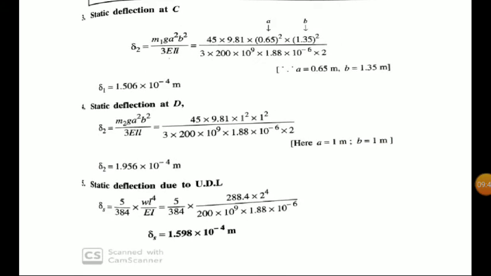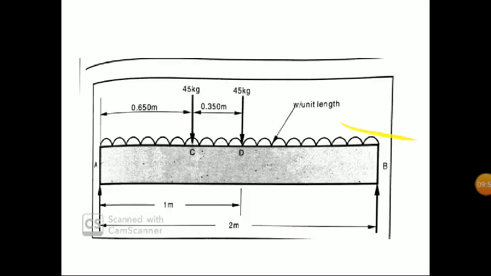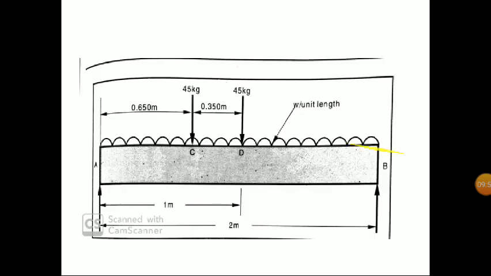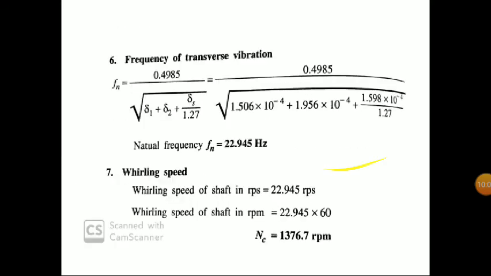Then static deflection, that is due to the different point loads. Here there are 2 point loads at C and D, so delta 1 and delta 2, and finally one UDL. So due to UDL also we find the deflection. Same problem, the only difference here is 2 point loads instead of 3. Once you get all the deflections, you use the final equation for frequency, Dunkerley's formula.